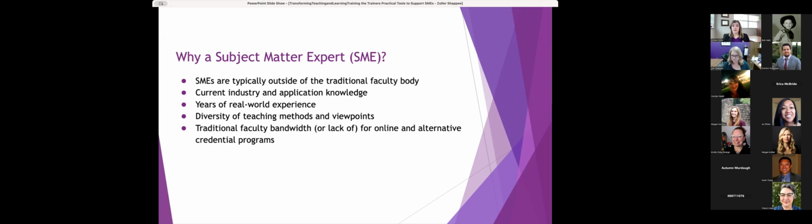They also are going to bring a diversity of teaching methods and viewpoints because they're outside of traditional academia. The way that they're going to interact with both the material and the learners is going to bring some diversity into your program. And one of the reasons that, frankly, we utilize SMEs is the lack of faculty bandwidth in our traditional faculty body, especially as we're looking to build new and innovative programs that may not fit readily into their faculty load or expectations.